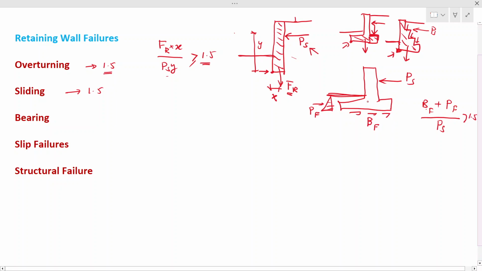So you have to make sure of this. You can't just build retaining walls. You have to make sure the stability requirements are met. Next point I am going to discuss is the bearing.